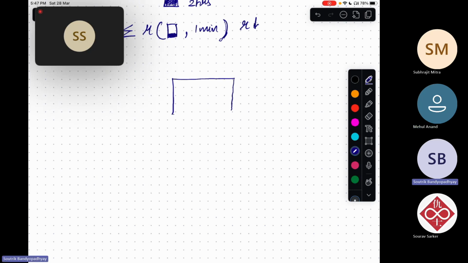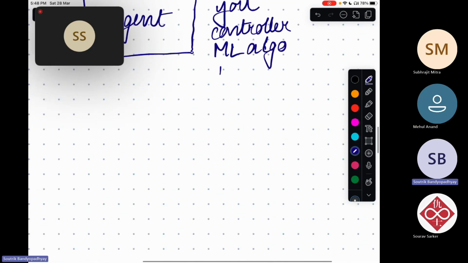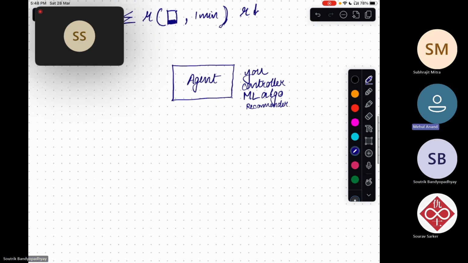So in this scenario, you have two things that are playing. One is an agent. This agent can be you, it can be a controller, it can be a machine learning algorithm, it can be a recommender system, and so on and so forth, right? And there is a notion of environment, right?